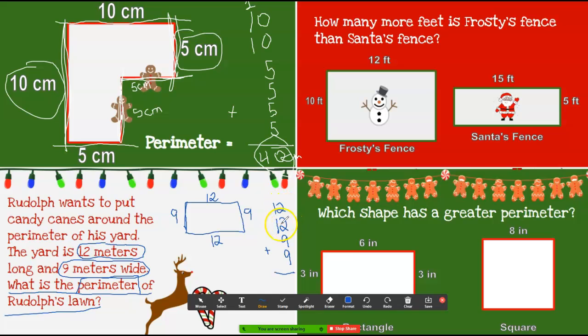2, 4, plus 9 more is 13, plus 9 more is 22. I put my 2, carry my 2. 2, 3, 4. So my perimeter is 42 meters. Okay? Remember, if they only give you 2 numbers, that's okay. You have your length and your width. But you know the other 2 sides based off of those 2 numbers.